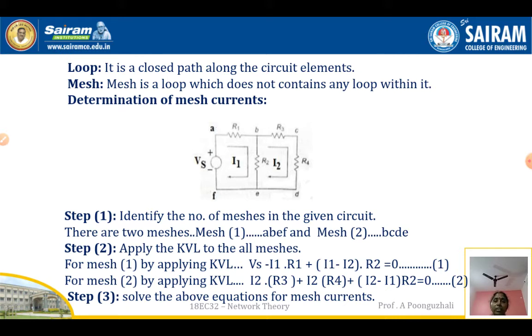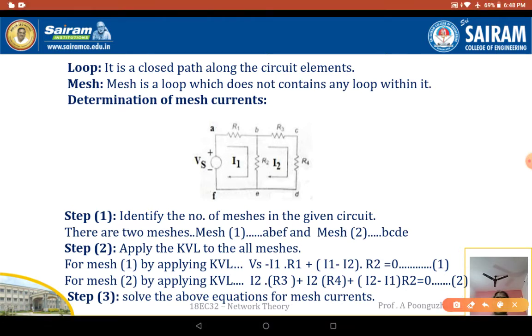We have this circuit, and now we want to write the KVL equations for it. First we mark the nodes of the circuit as A, B, C, D, E and F. Here we assume that one loop is A, B, E, F, A. So this is one loop.